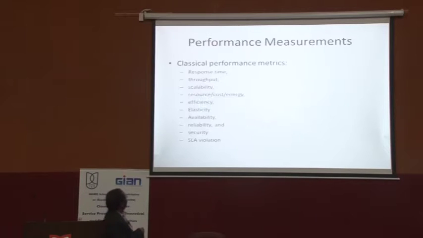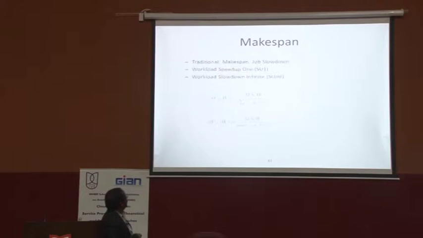Now, I will talk about some of these quickly. Makespan is a traditional, very well used performance metric. Job slowdown is another performance metric that we use. In particular, remember I gave you an example of a big job being scheduled before the small jobs, and the small jobs get slowed down. So these are the kind of things you can do.